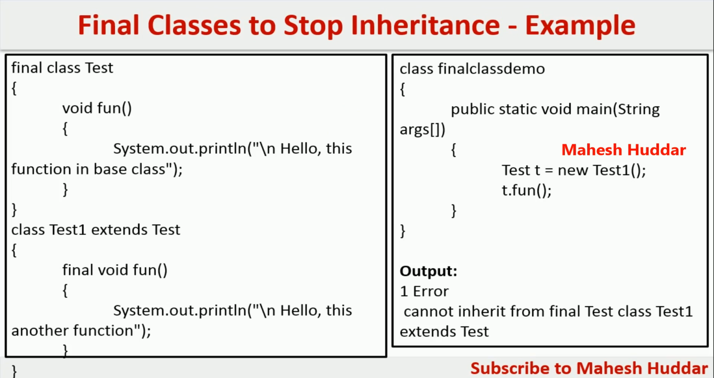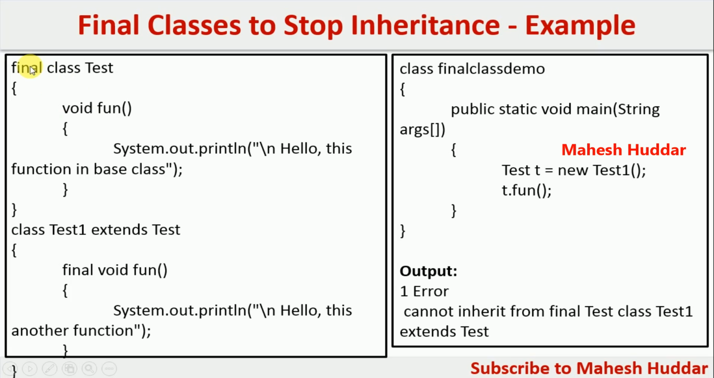I will take a simple example again. You can notice here, while declaring this class, I have used the final keyword. Because I have used a final keyword here, test cannot be inherited in any other class. If I try to inherit test into test1, I will get an error: cannot inherit from final test class into test1. That is not possible. You cannot extend test into test1 because test is already made final.